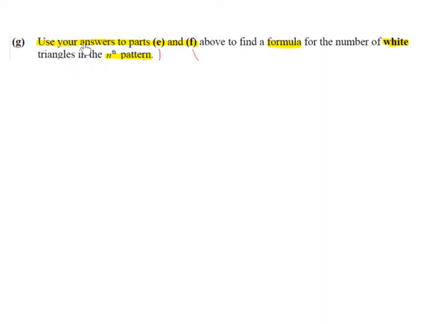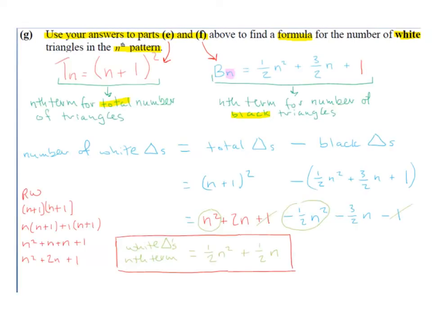Part G. Use your answers to part E and F above to find a formula for the number of white triangles in the nth pattern. So in part E, we came up with Tn equal to n plus 1 squared. So this is the nth term for the total number of triangles. In part F, we came up with Bn, well, we were actually given this, we just came up with the c ourselves. So we were given Bn equals a half n squared plus 3 over 2n plus c, and we worked out that plus c to be plus 1. So this is the nth term for the number of black triangles.